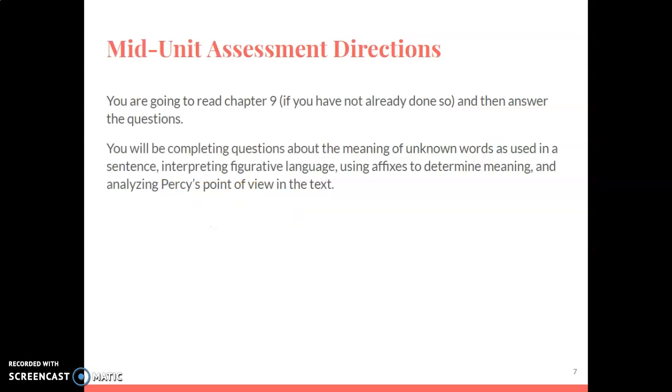You are going to read Chapter 9 if you have not already done so, and then answer the questions on the assessment. You'll be completing questions about the meaning of unknown words as used in a sentence, interpreting figurative language, using affixes to determine meaning, and analyzing Percy's point of view in a text.